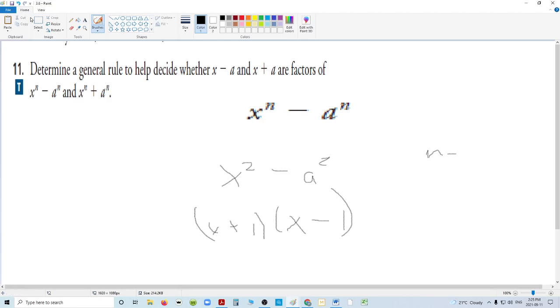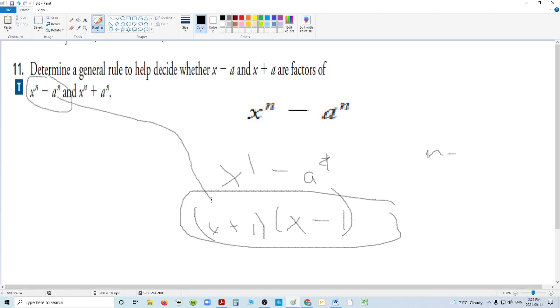It's also clear that when that's just 1, there's only x minus 1. So before I go on, I'm going to suspect that when it's even for this one, for subtraction, they're both going to be a factor, and when it's odd, just x minus a is going to be a factor. That's just a guess.